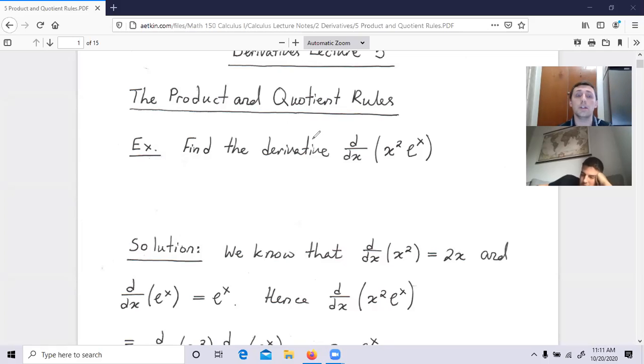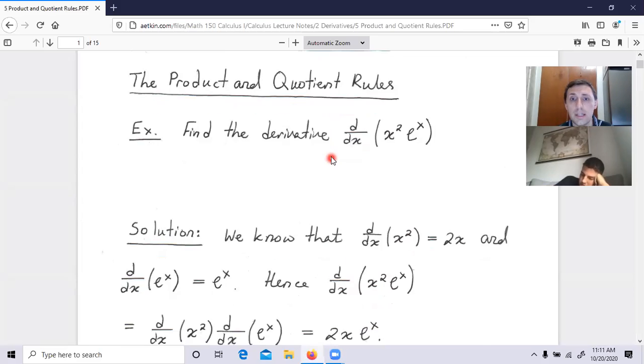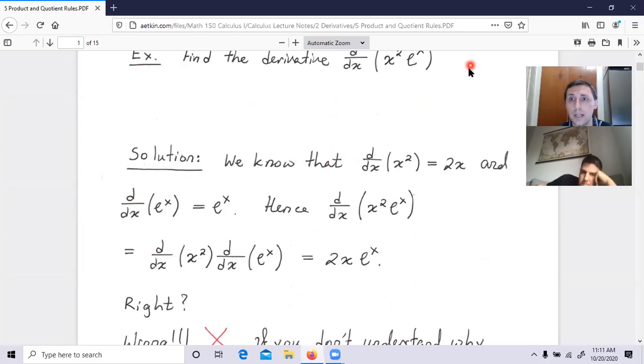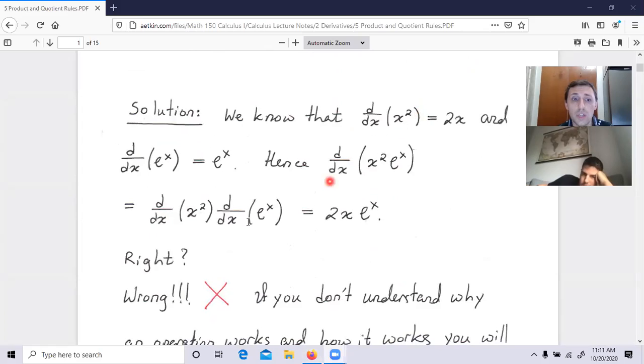Do not just memorize formulas. Try to understand why things work. Because here, let's see what happened. People that answered this question say that the derivative of x squared is 2x, and the derivative of e to the x is e to the x. So most of you wrote 2x times e to the x. Now you do that because, well, that's a guess, I suppose, right? But that guess is absolutely wrong.